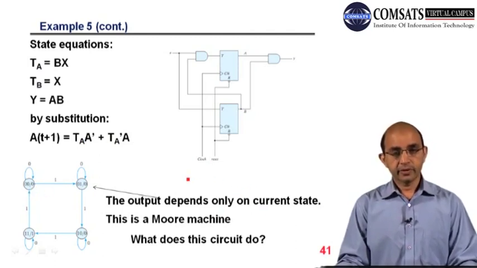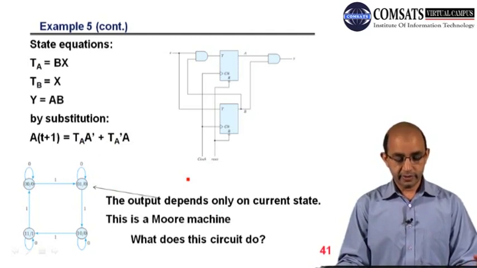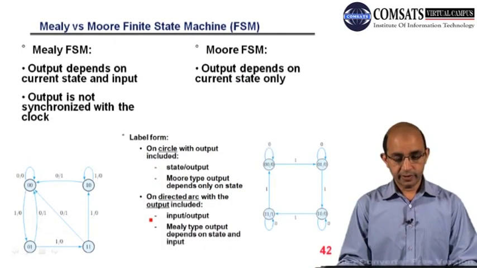So here what is something new? You can see that the output is dependent only on the current state. Okay, so here you can see that output is dependent on the state only, on the current state only. And this type of machine is a Moore machine. So let's talk about the model or different types of machines.